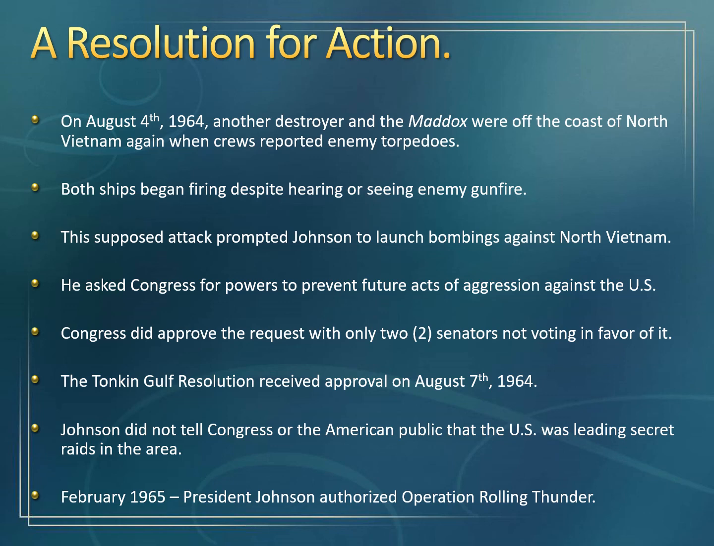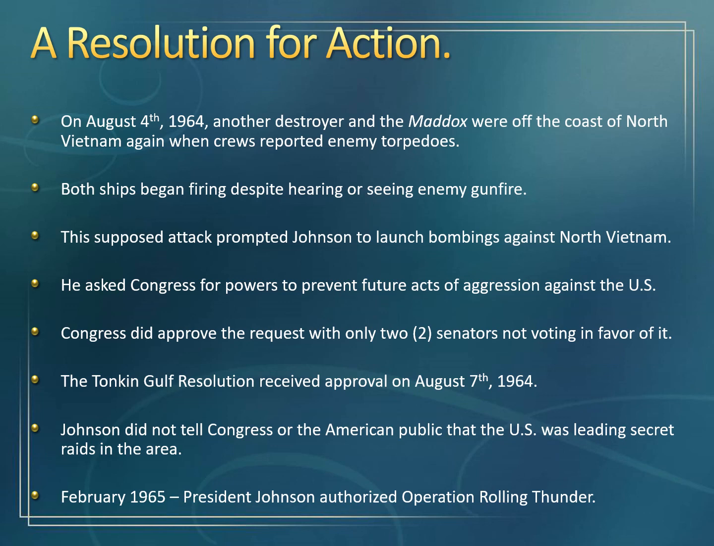Now, one of the things that, again, was kind of going on is that Johnson did not tell Congress or the American public that the U.S. was leading secret raids in the area. That's why the American ships were there in the Gulf of Tonkin. Many people thought the ship was just out there and they weren't really doing anything, but they were conducting secret raids on the area. So again, more kind of controversy going into the Vietnam War.